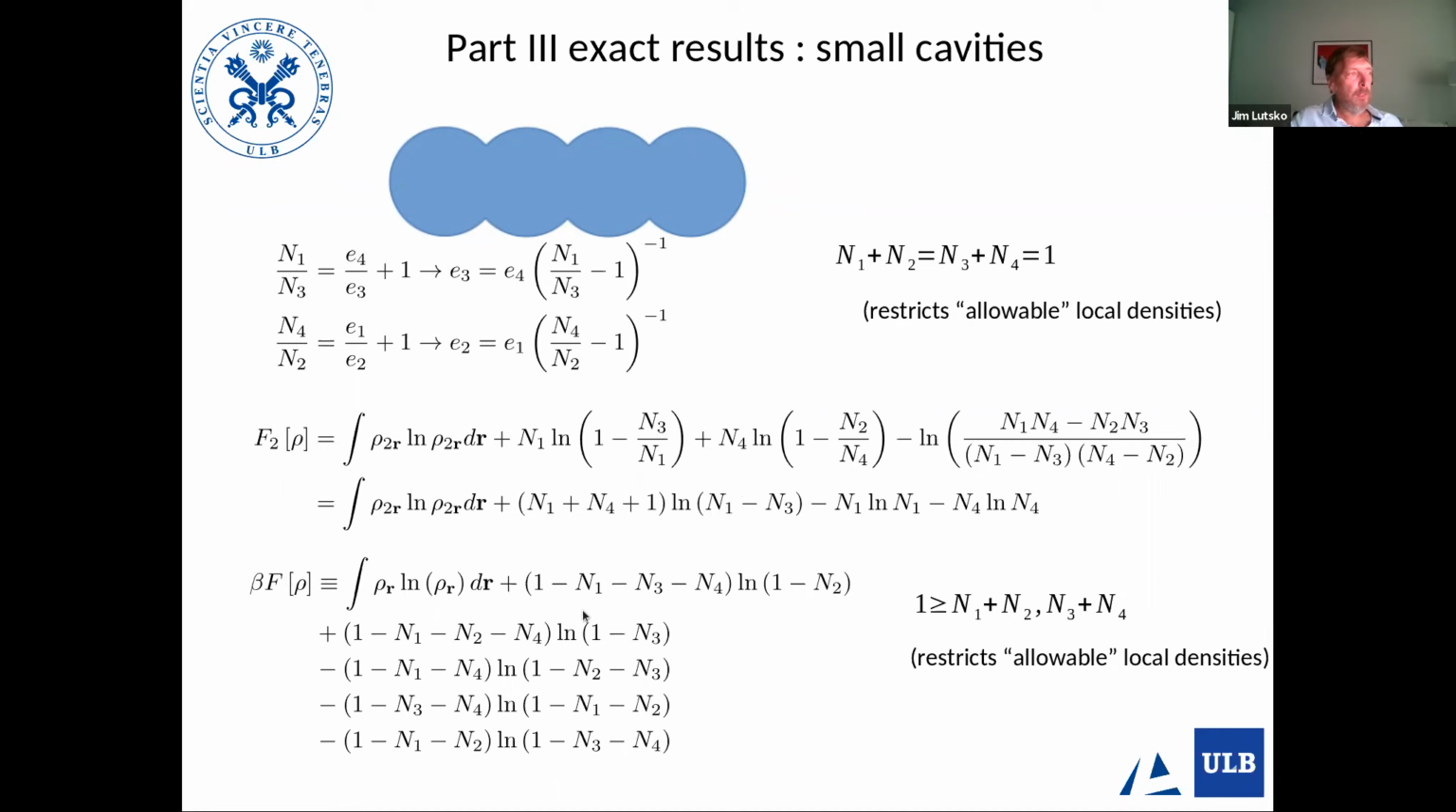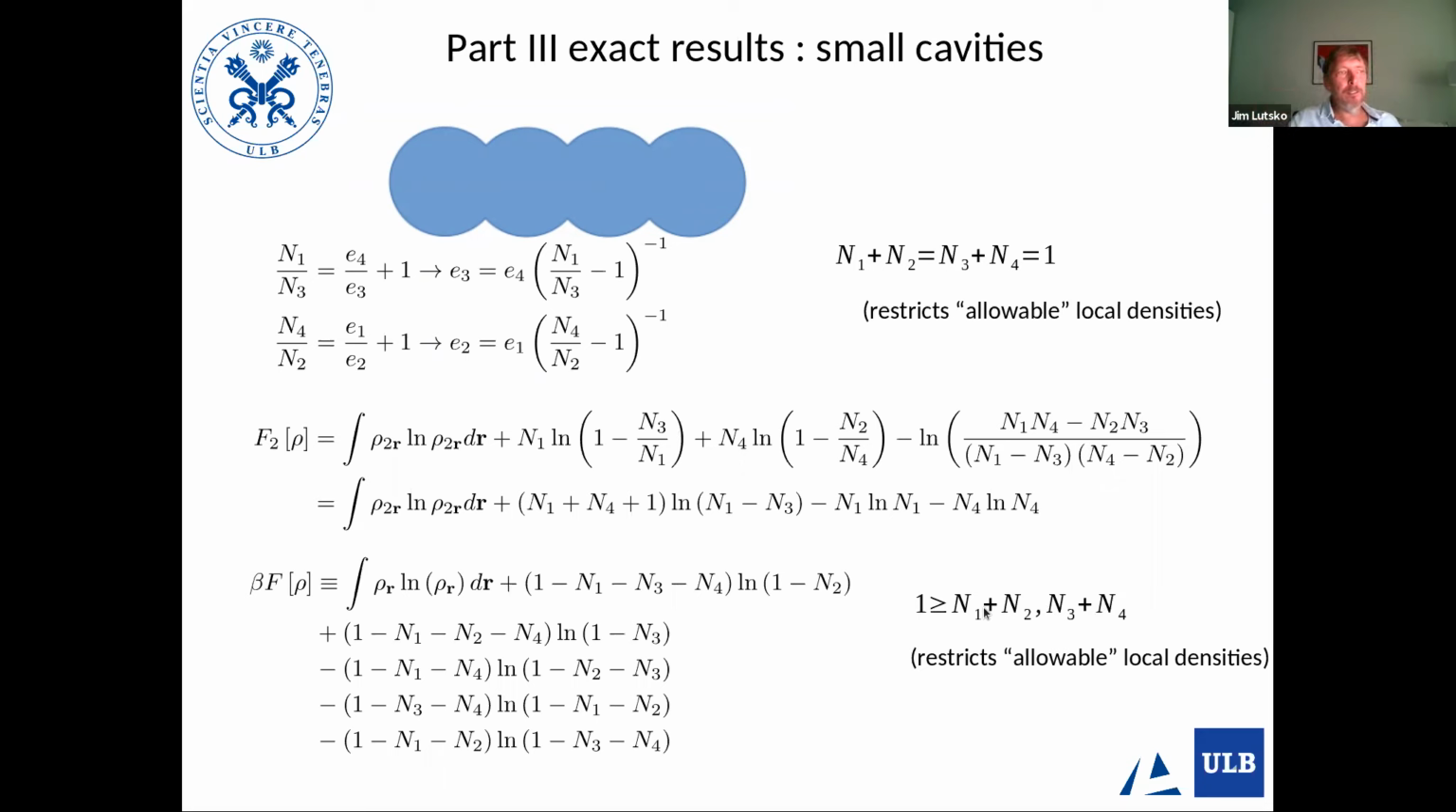For example, we're used to thinking in the grand canonical ensemble the density can be anything, but it can't really, because, for example, you can easily show that the occupancy of cavity 1 plus cavity 2 has to be less than or equal to 1, even though the whole system is capable of holding 2 particles. So you don't have a strict equality like this, but you still have constraints. And this really, it's a kind of simple manifestation of this V representability issue.